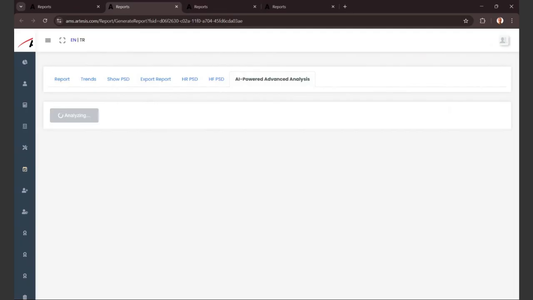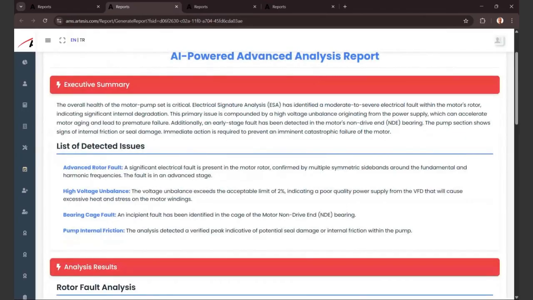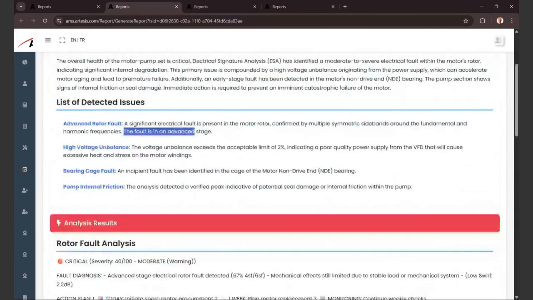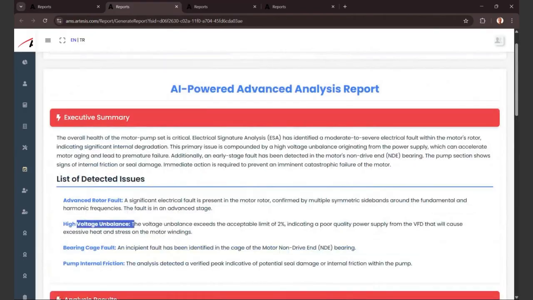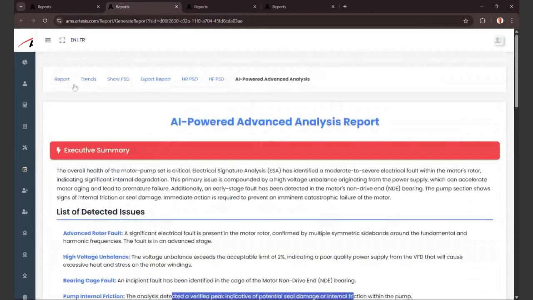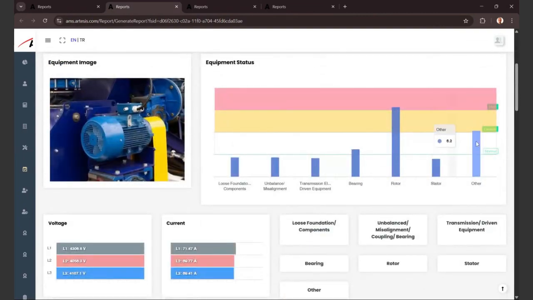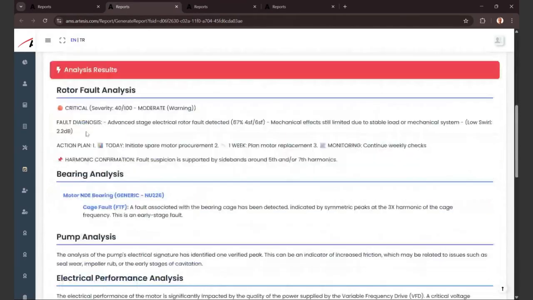And oftentimes an expert looking at that can see that difference or deviations from the severity perspective, and still provide information. Okay, this is what I'm seeing. The system indicates advanced rotor fault, and here is the detail of those pole pass frequencies, high voltage unbalance, which was already clearly visible to us as well, bearing and pump internal friction. That shows up as other because it's not automatically identified, but the report also tells us that.